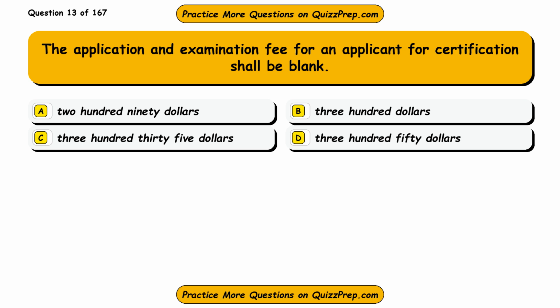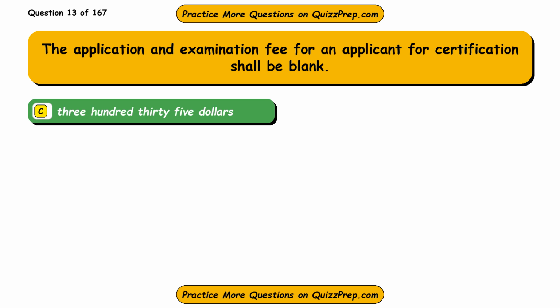Question 13. The application and examination fee for an applicant for certification shall be blank. Option A $290, option B $300, option C $335, option D $350. The correct answer is option C, $335.